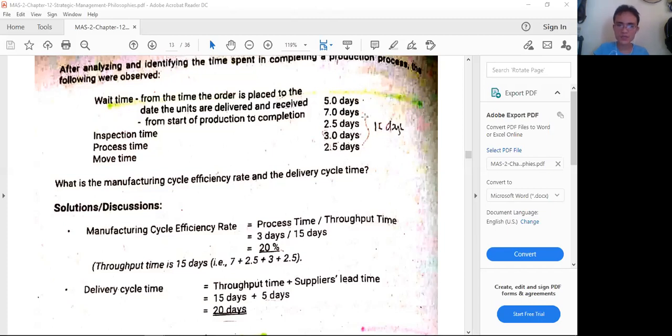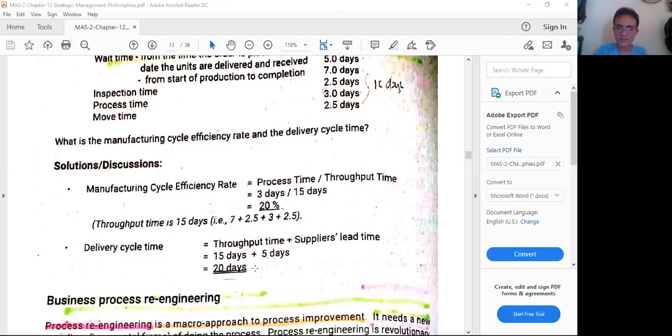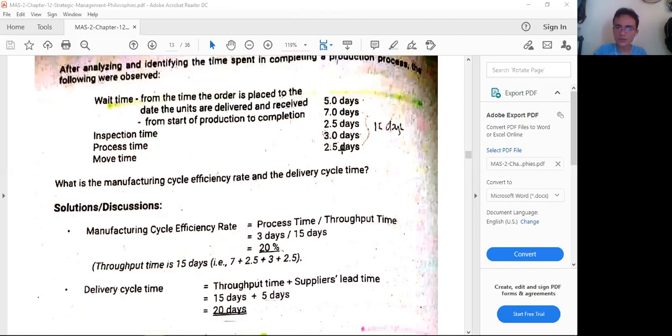The start of production, this is really the beginning. So 7, the completion, that's 7. 7 plus 2.5, that's 5. That's 12 plus 15, 15 days. So these are the total number of days for throughput time. Process is 3. So 3 divided by 15 is 20%. And the delivery cycle time then is 20 days overall. So the total of everything.